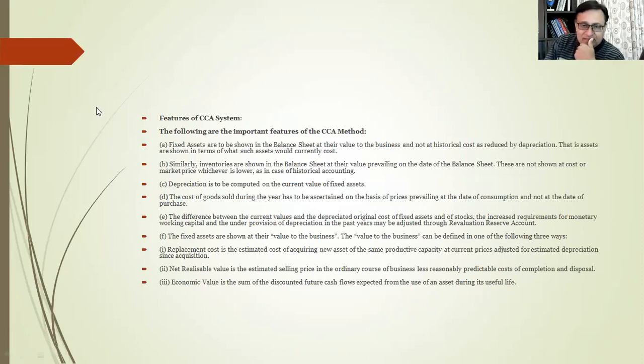There are certain features of the current cost accounting method. Number one, fixed assets are to be shown in the balance sheet at their value to the business and not at historical cost as reduced by depreciation. That is, assets are shown in terms of what the assets would cost if available at the current cost in the market. Similarly, inventories are shown in the balance sheet at their value prevailing on the date of the balance sheet. Whatever stock of inventory is lying, we will find out the current value in the market, and according to that we will inflate the value. These are not shown at cost or market price, whichever is lower.